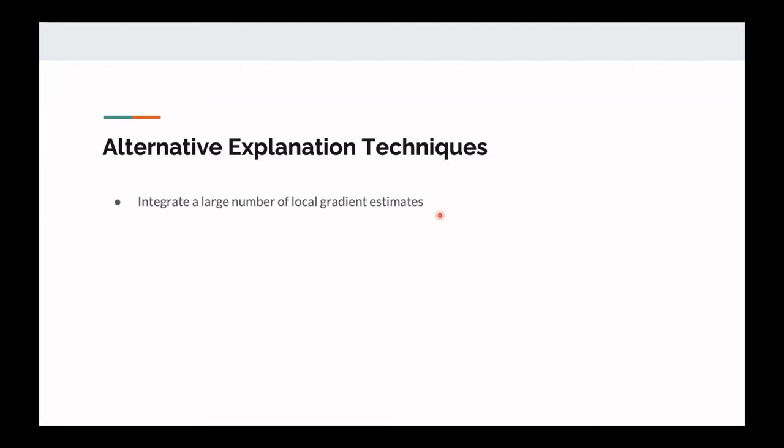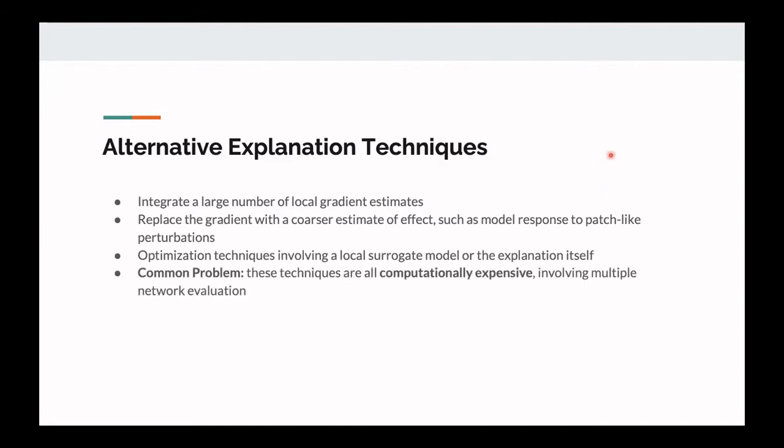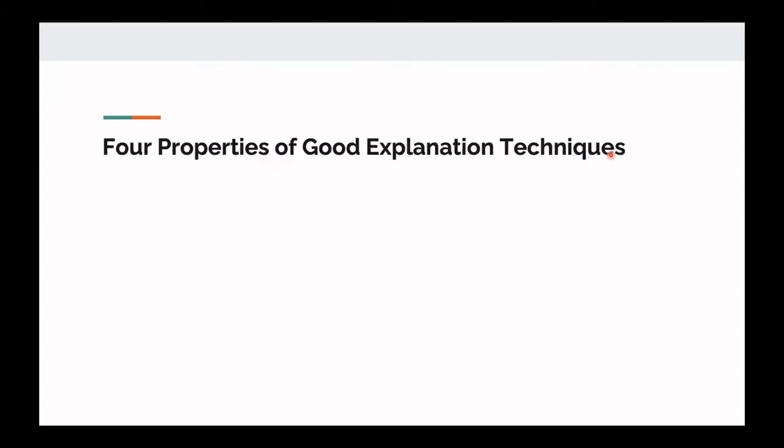The first is the idea of integrating a large number of local gradients, or replacing the gradient with a coarser estimate of effect, optimization techniques for a surrogate model, or even for the explanation itself. But the problem that all of these share, that the authors are trying to get around, is that they're all very computationally expensive. They involve multiple network evaluations, and we want something that is not so computationally expensive.